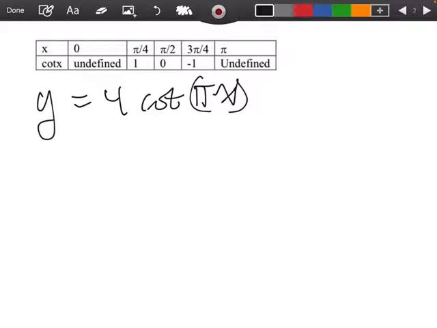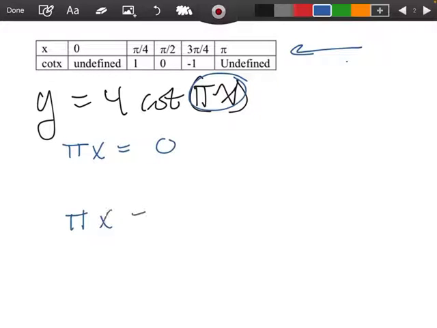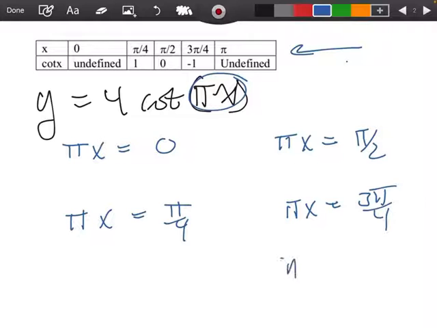So what I'm going to do over here on the next slide, with y equals 4 cotangent of pi x, is use my table of values to set this one up, right? So what we're going to do now is set pi x equal to 0, pi x equal to pi over 4, pi x equal to pi over 2, pi x equal to 3 pi over 4, and pi x equal to pi.